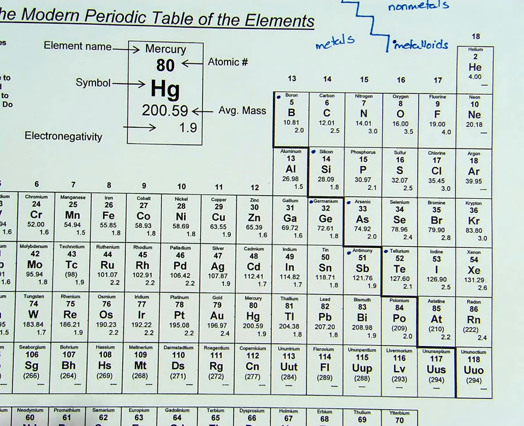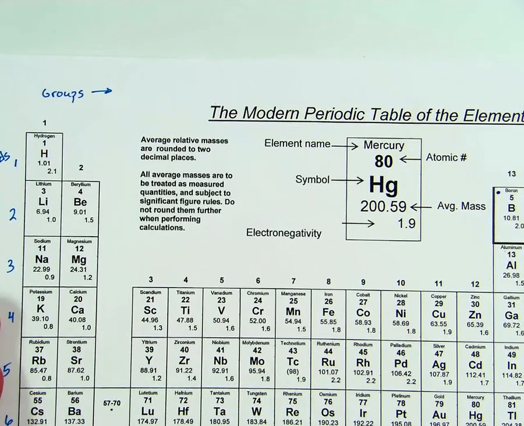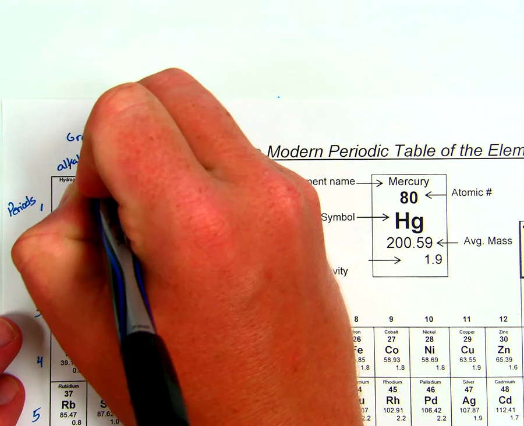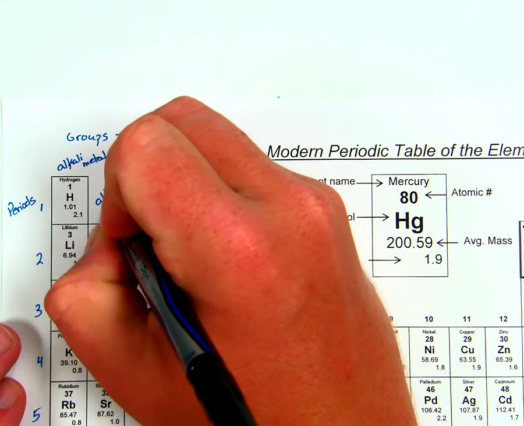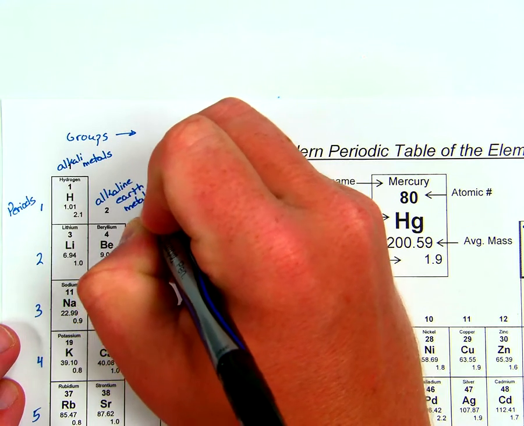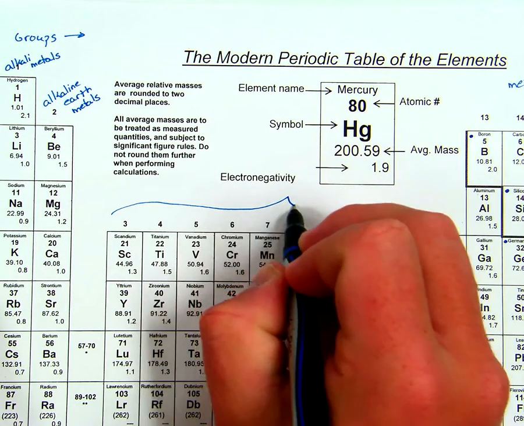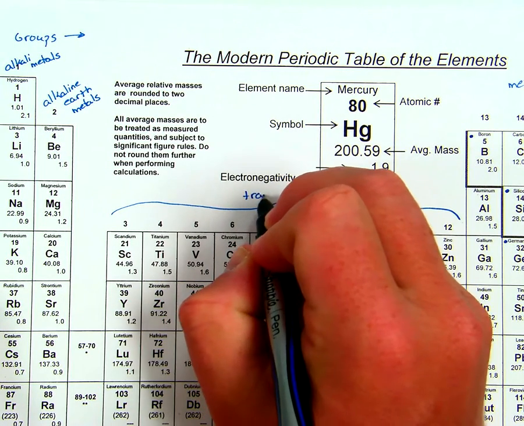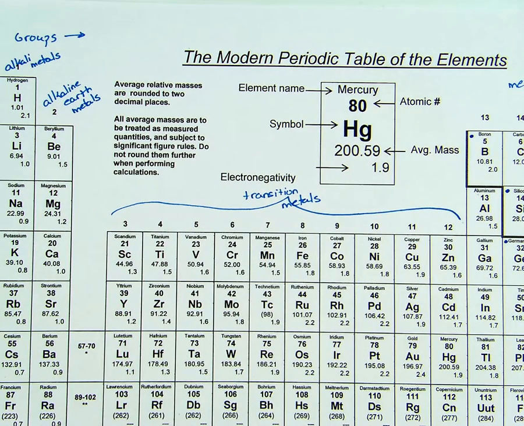Something else we should be familiar with is the fact that certain groups have different names that we often identify them by. Group 1 are called the alkali metals. Group 2 are known as the alkaline earth metals. All these groups here in the middle, groups 3 through 12, I'm just going to identify them collectively with a bracket. Groups 3 through 12 are known as the transition metals.